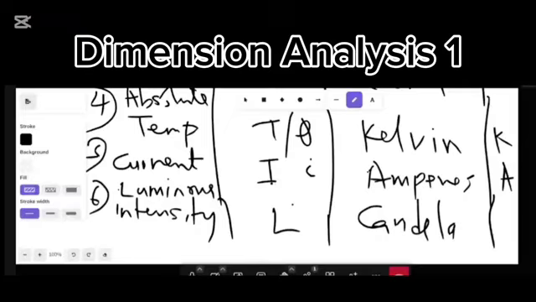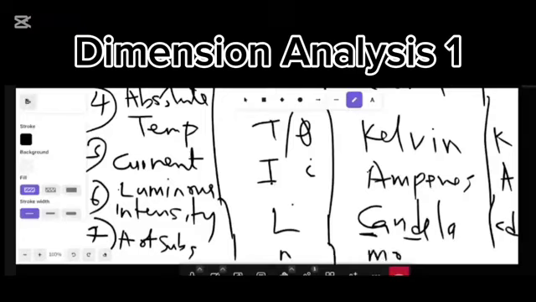Okay, and then the seventh one, amount of substance. What is the symbol for that? Small letter n. And what is the unit for amount of substance? There's a small animal known as mole, M-O-L. That is the actual unit, mole, but the symbol for the unit is just mol.